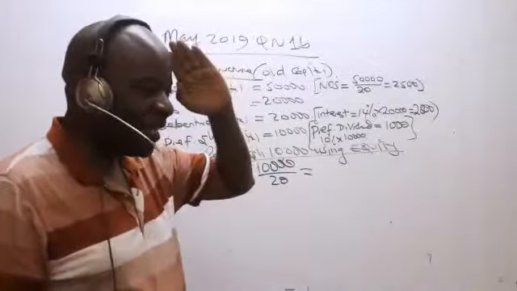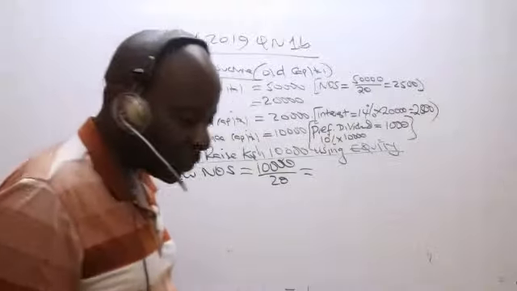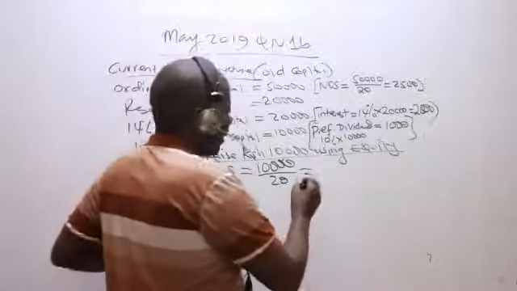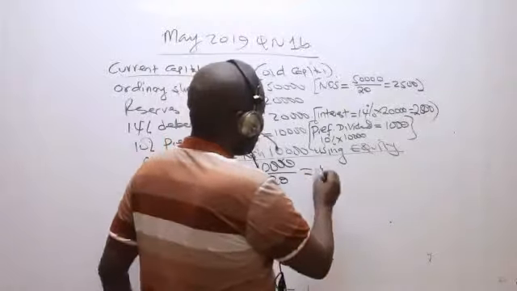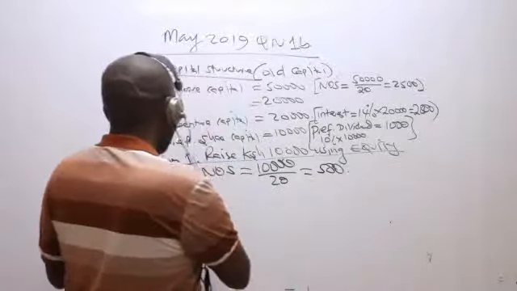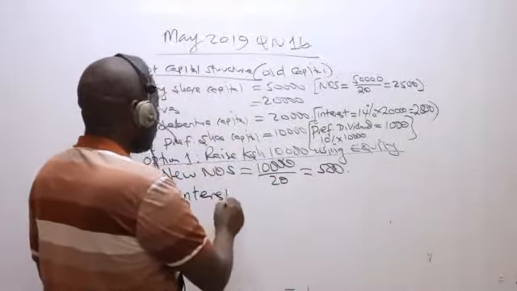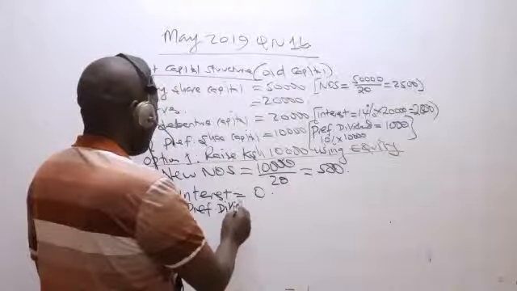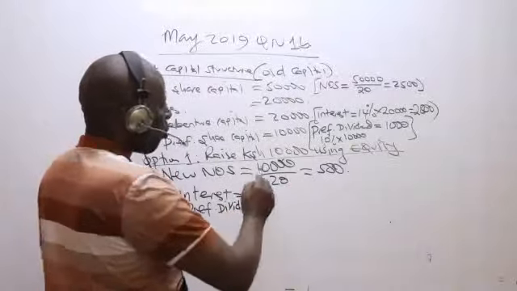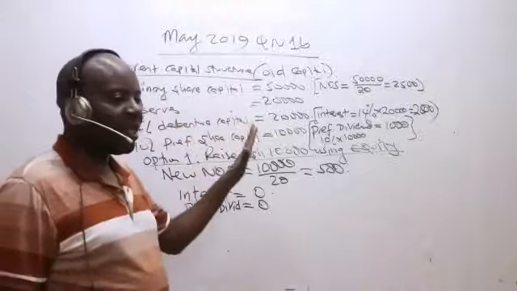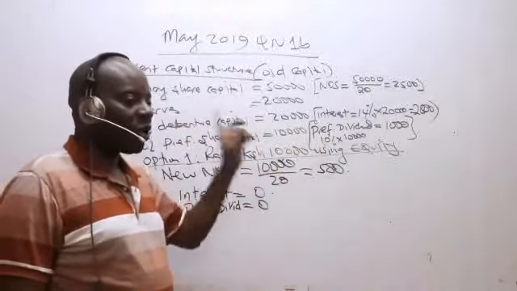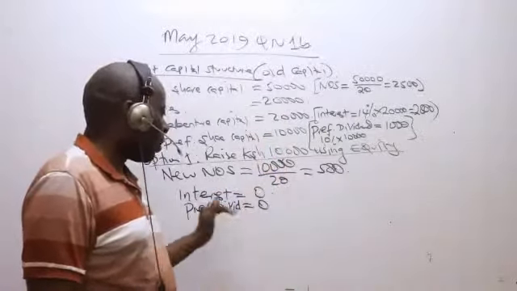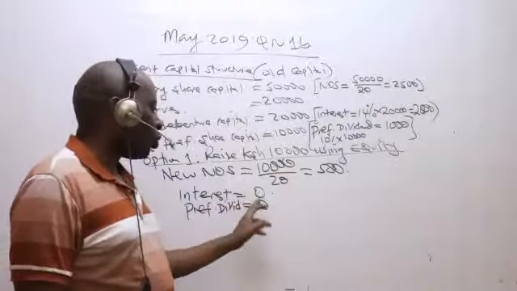10,000 divided by 20. Par value remains the same. So 10,000 divided by 20 gives me how many shares here? This will give me 500 shares. So remember here that interest will be 0, and the preference dividend will also be 0. Why? Because we are raising everything through shares. So you're not increasing debt, so there is no interest to be incurred here. We are not increasing our preference share capital, so no preference dividend.